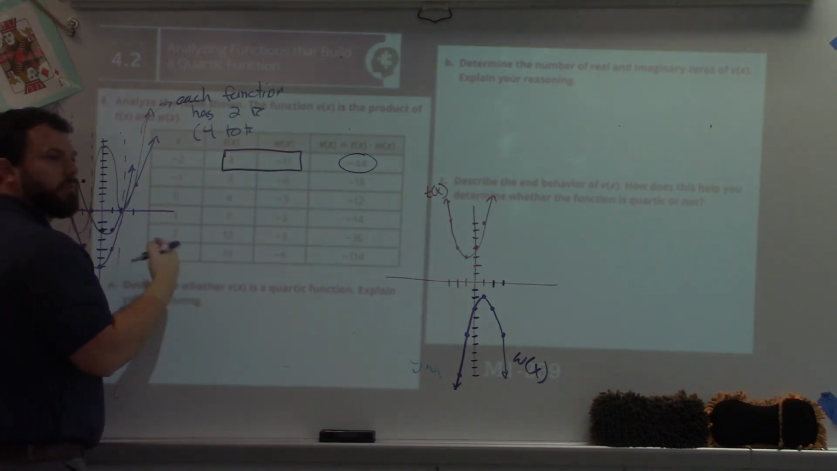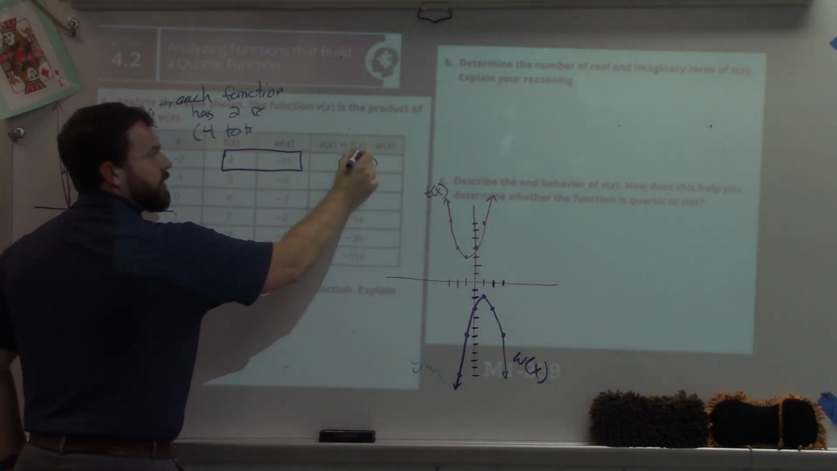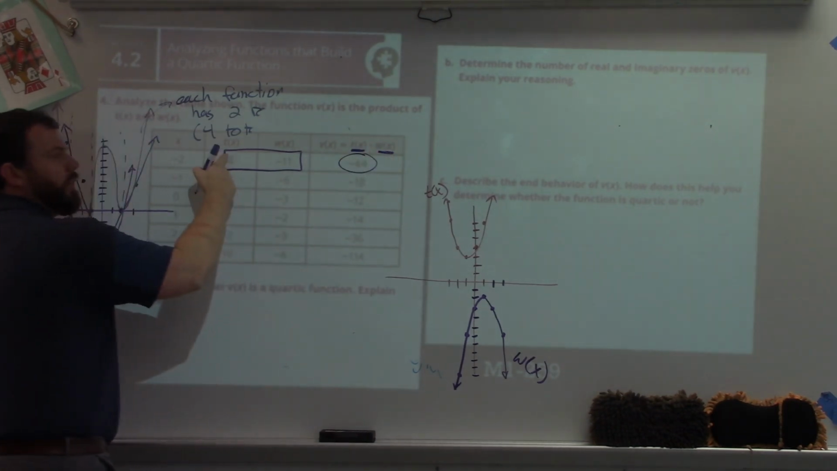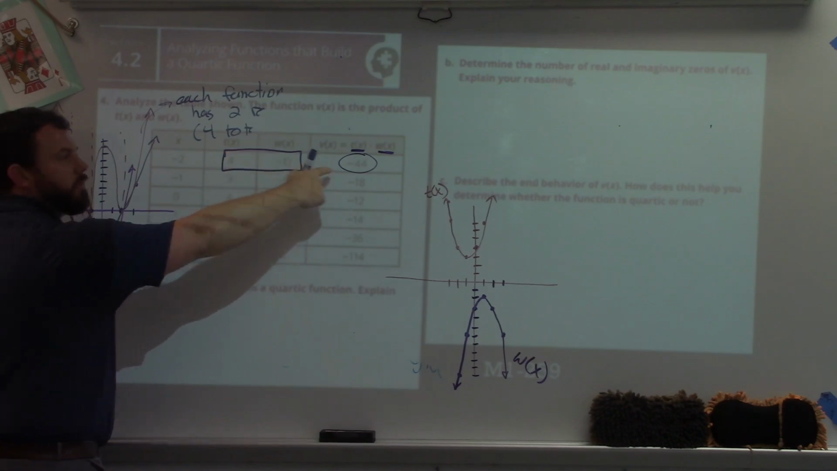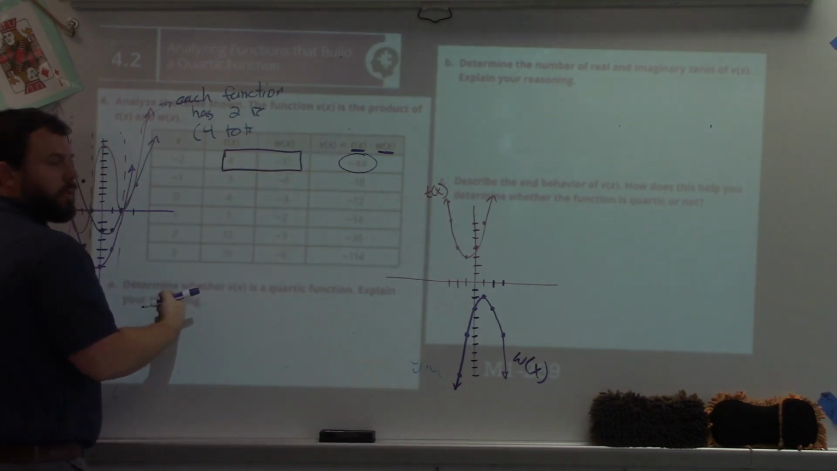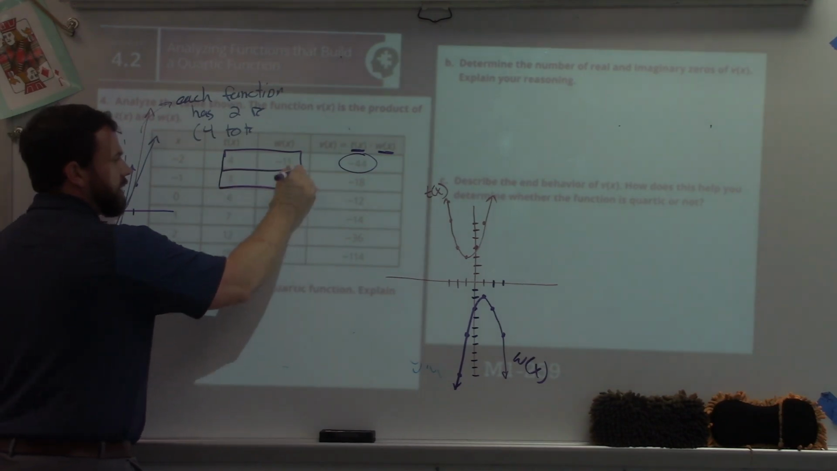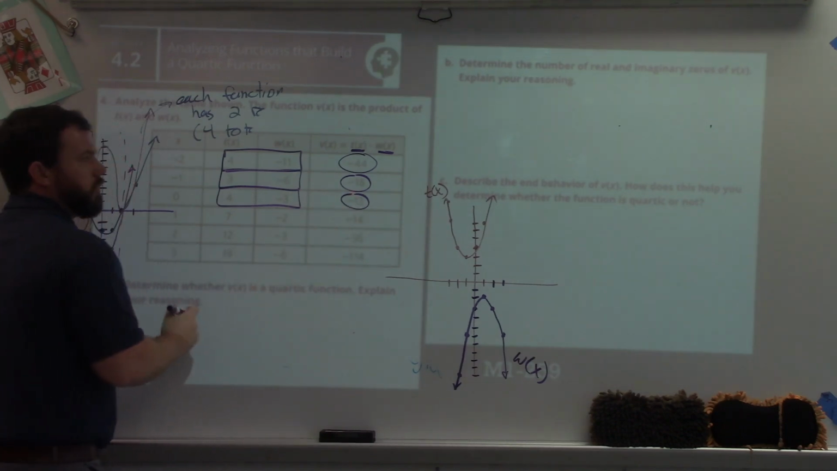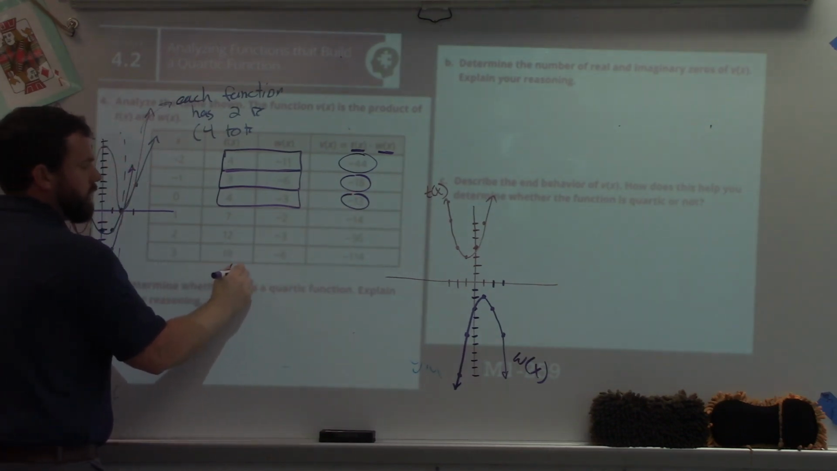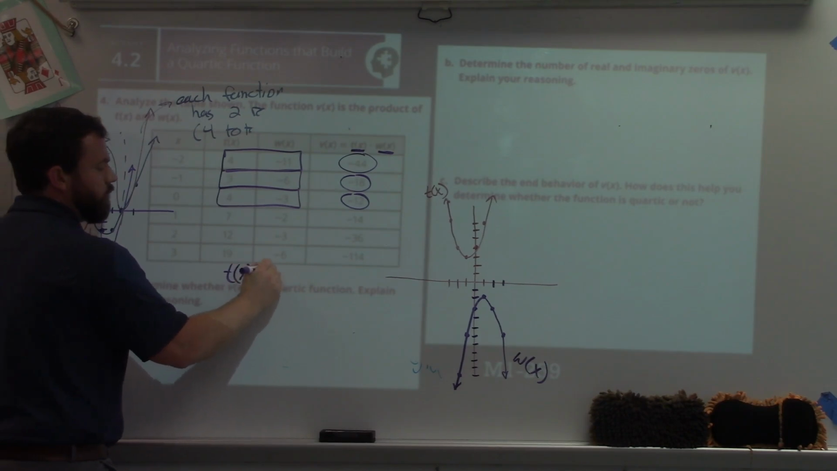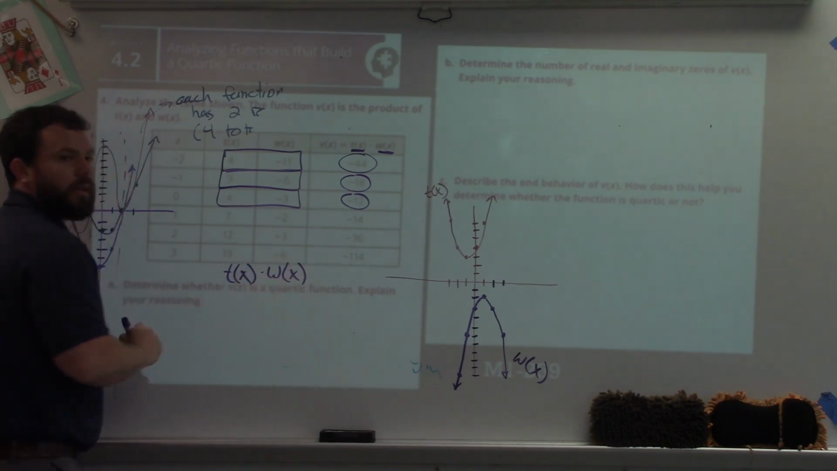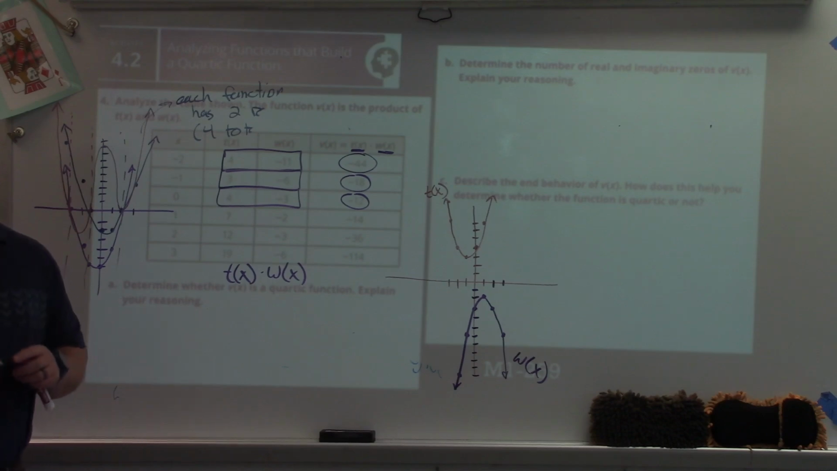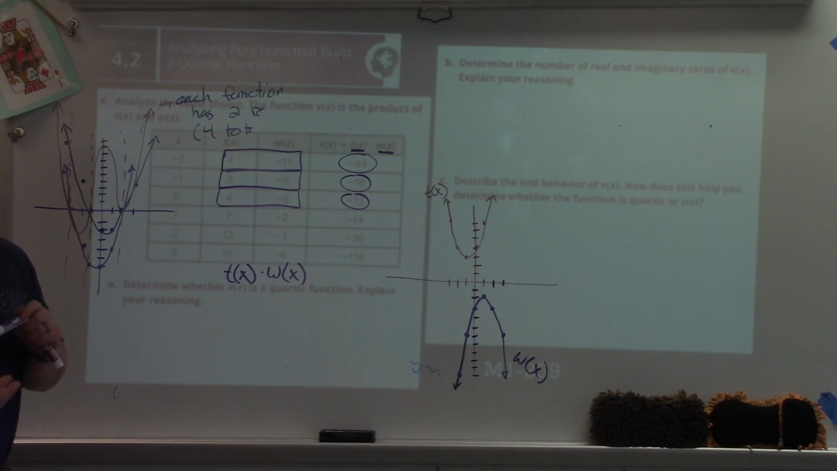Okay, let's look at that. We want to notice they're taking t of x, they're multiplying it by w of x. What's 4 times negative 11? Negative 44, right? What's 3 times negative 6? What's 4 times negative 3? Negative 12. Again, we need to recognize that literally what we're doing is we're taking one function and multiplying it by another function. That's it. Okay? Questions, comments, concerns?